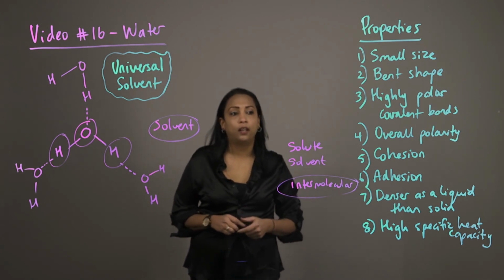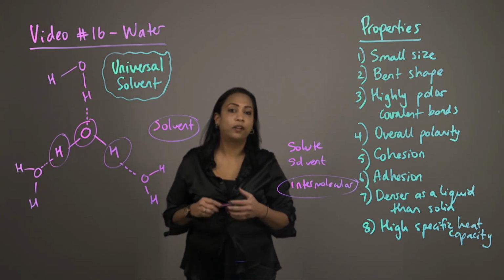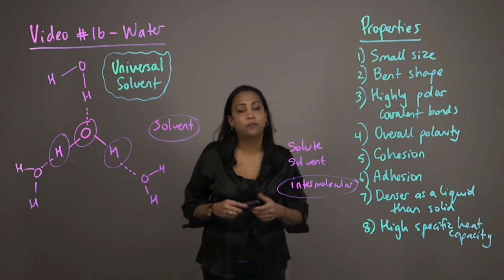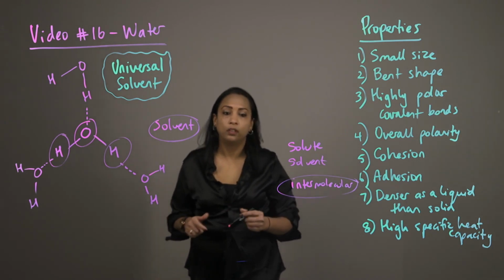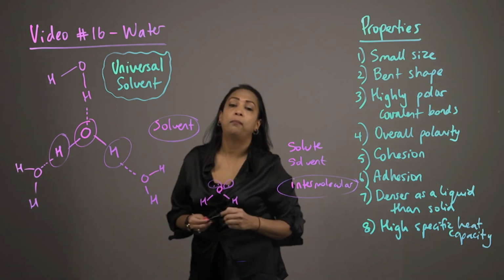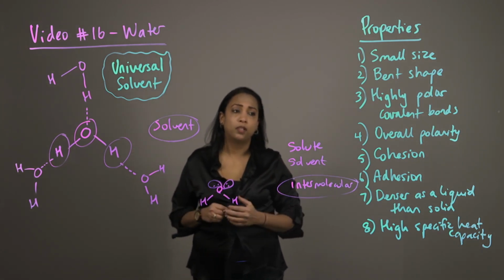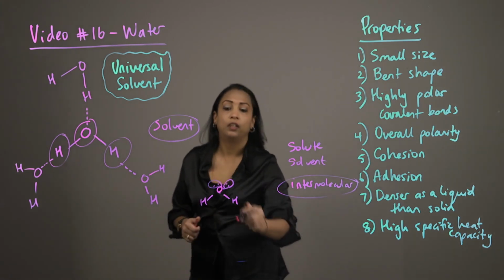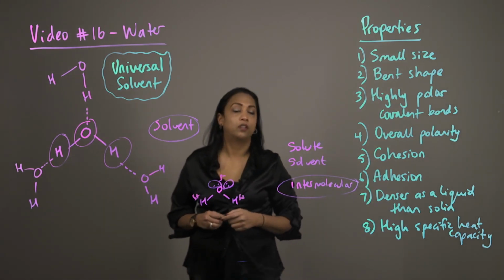So we have listed here 8 distinct properties of water that make it so very important and special to biology. First, water has a small size. Okay, it just comprises 3 atoms. It has a bent shape, as we always draw water in this form, bent or V-shaped. It is a highly polar substance which comprises highly polar covalent bonds and possesses overall polarity. So my oxygen has a slightly negative charge and my hydrogens have a slightly positive charge.